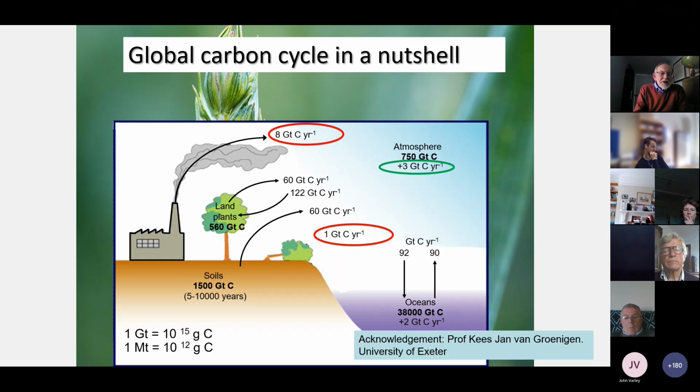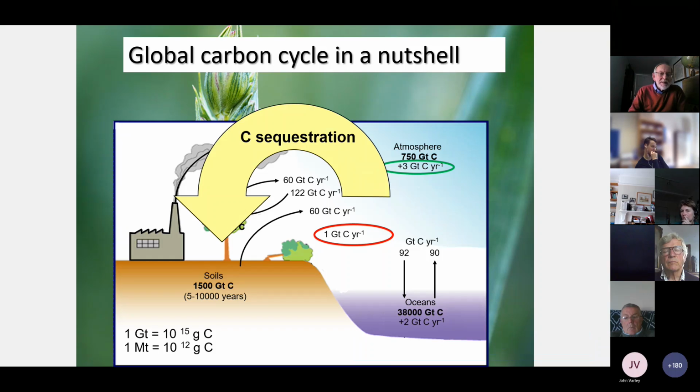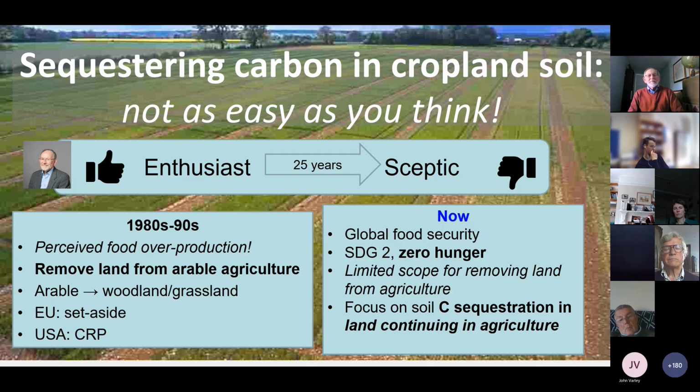Now, sequestration, this word that we often talk about, means moving some of that carbon from atmospheric CO2 through into the soil. That will come through plants because it's photosynthesized, and then some of that plant carbon through roots or residues can get into the soil. Or alternatively, you can slow down, if you like, the breakdown of carbon, the flow from the soil to the atmosphere. That's what sequestration's about.